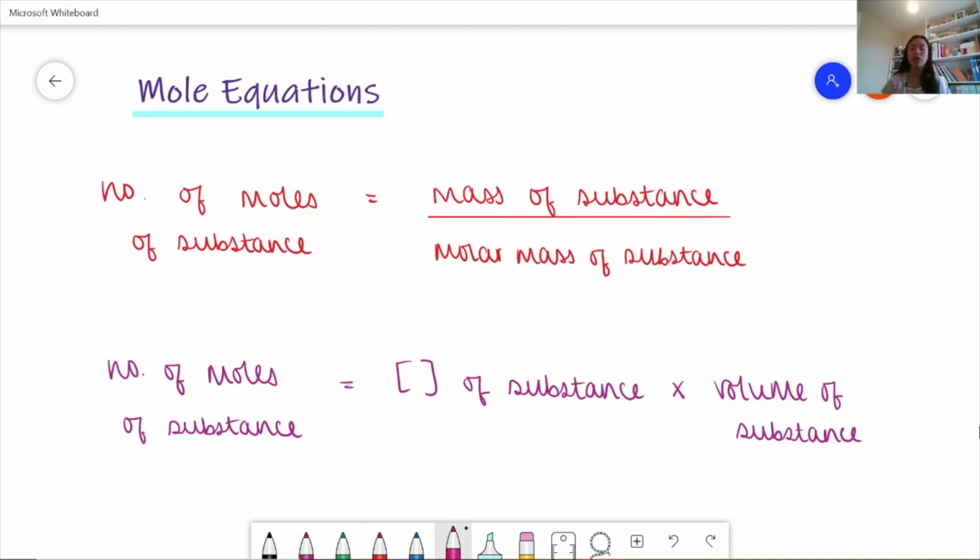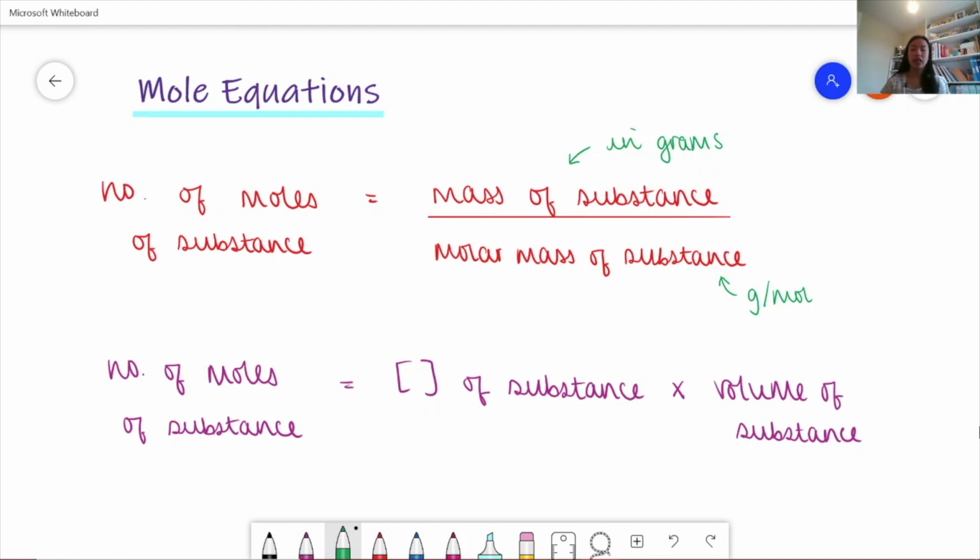Now we're going to look at 2 mole equations that we need to use in calculations. So the first one is that the number of moles of a substance is found by dividing the mass of the substance by the molar mass. And this mass has to be measured in grams, because this molar mass we measure in grams per mole. And so that's why the mass of the substance has to be in grams. And this also makes sense because the molar mass, the definition, is the mass of 1 mole. And so if we divide the mass by the mass of 1 mole of that substance, then we should be able to find the number of moles that we have of that substance.